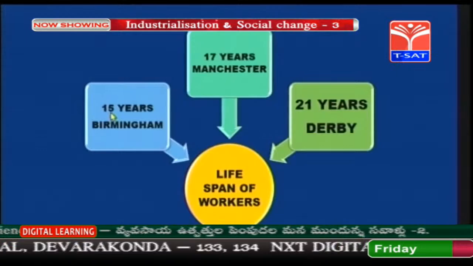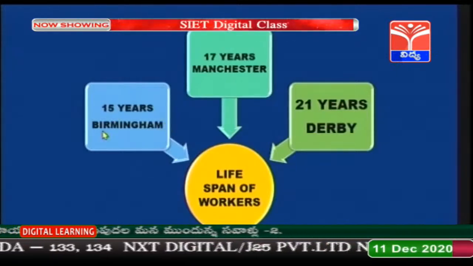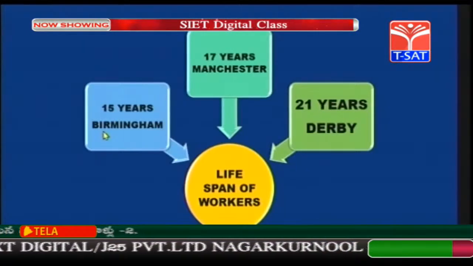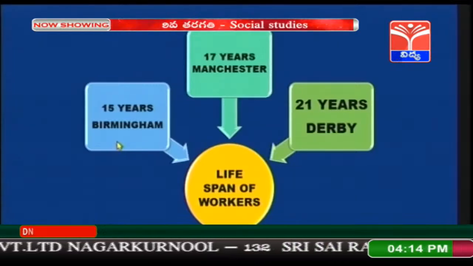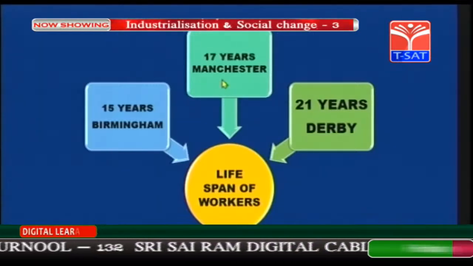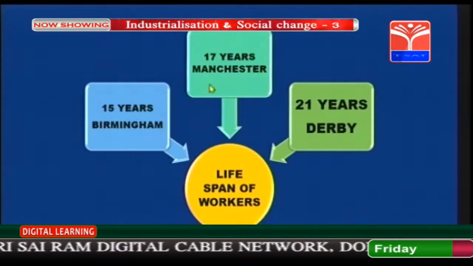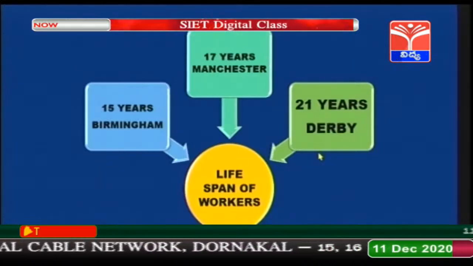We can see here, the lifespan was 15 years in Birmingham. That means people were living up to 15 years only. At a very young age they were dying. 17 years in Manchester and 21 years in Derby.